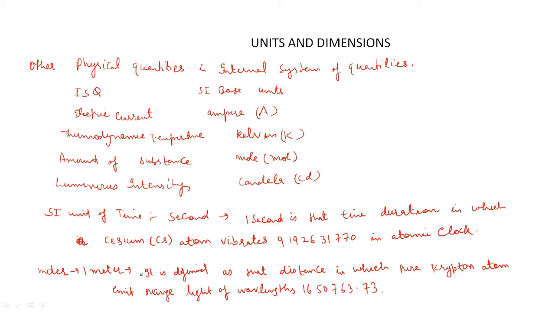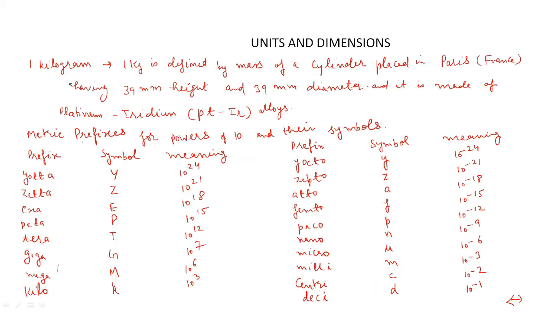Next is 1 meter. It is defined as that distance in which a pure krypton atom emits orange light of wavelength 1,650,763.73. Next is 1 kilogram. 1 kilogram is defined as the mass of a cylinder placed in Paris having 39 millimeter height and 39 millimeter diameter, and it is made of an alloy named platinum iridium.